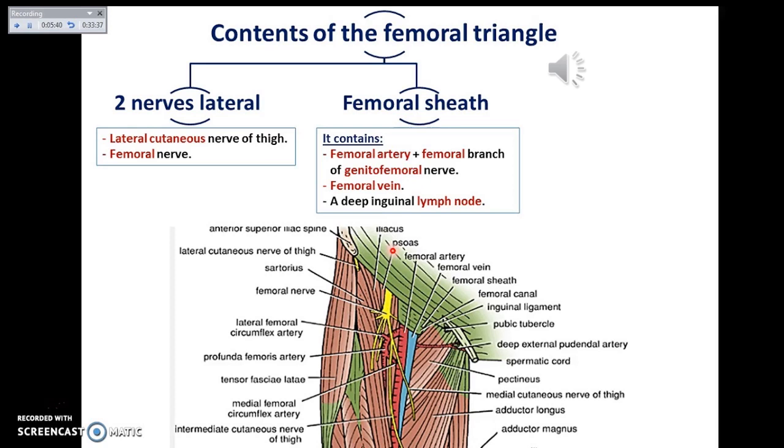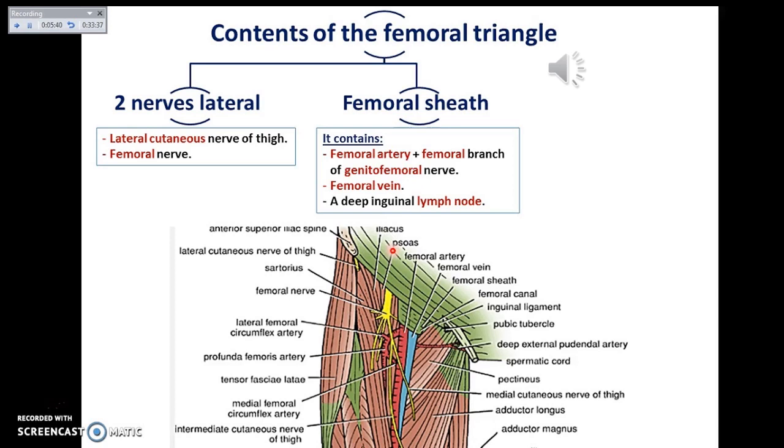Now comes the contents of the femoral triangle. Number one, the femoral artery and its branches. The artery traverses the triangle from its base at the mid-inguinal point to the apex. Then comes the femoral vein and its tributaries. The femoral vein accompanies the femoral artery. The vein is medial to the artery at the base of the triangle, but posteromedial to the artery at the apex. The femoral vein receives the great saphenous vein, circumflex veins, and veins corresponding to the branches of the femoral artery. Then comes the femoral sheath.